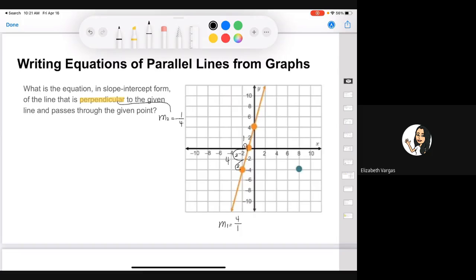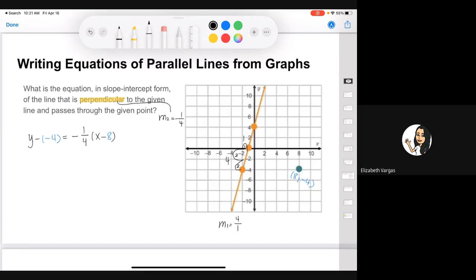So now the slope of my perpendicular line has to be negative 1 over 4, because that has to be the negative reciprocal. So that is what I'm going to plug into my slope-intercept form. And I need this point, because I need the line that passes through this point. And so that's what I'm plugging in. So y minus negative 4 equals my m, which is negative 1 over 4, times x minus, my x in this instance is 8.